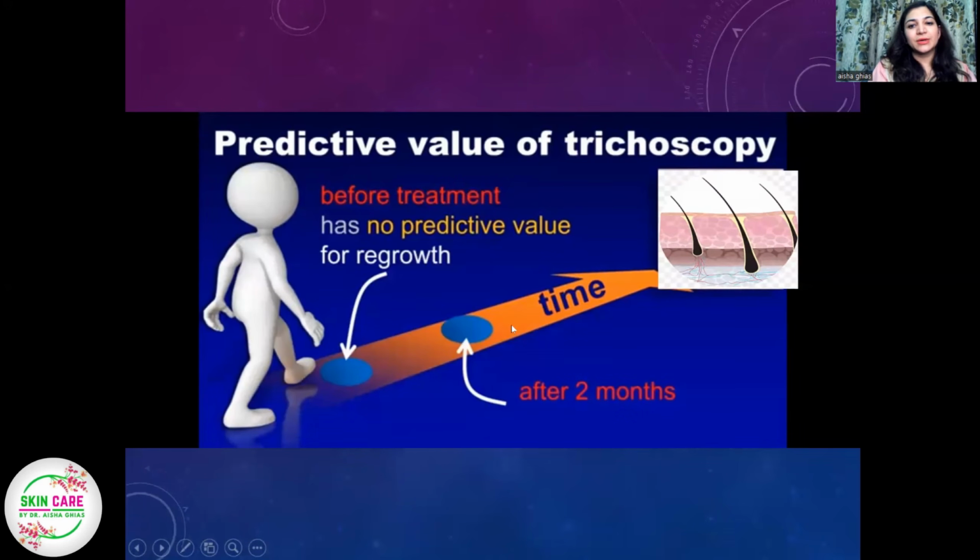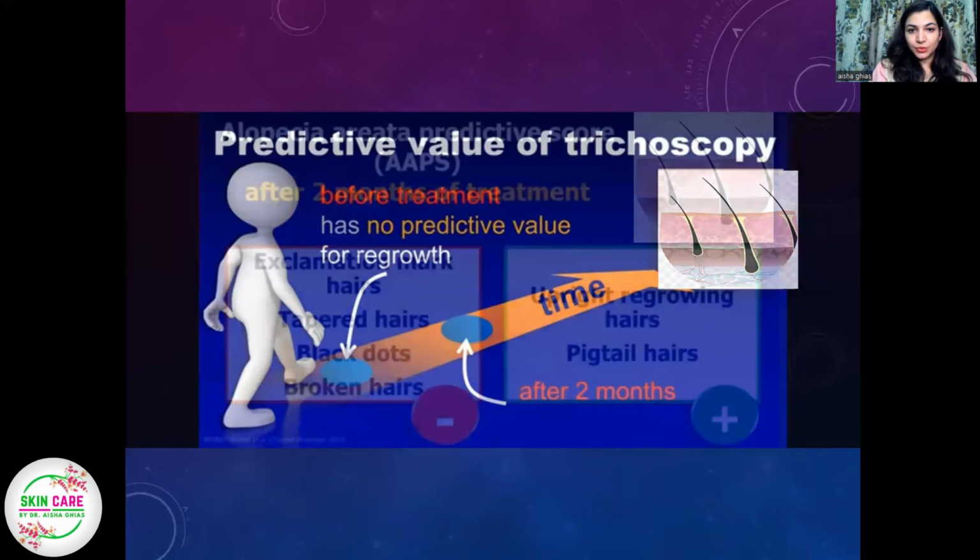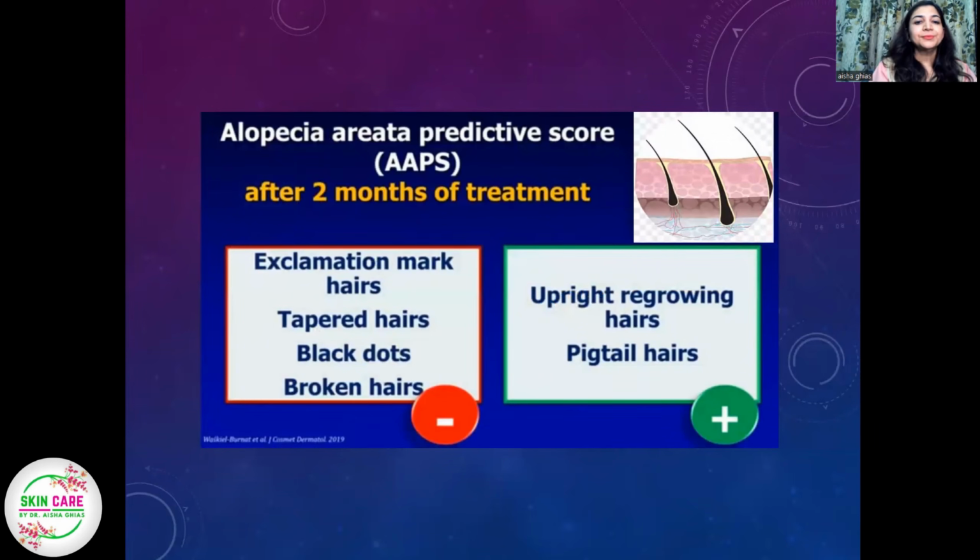And once you calculate the scores after 2 months of treatment, you can predict whether this treatment is going to work or not going to work for that patient. All right. So, alopecia areata predictive scores after 2 months of treatment.